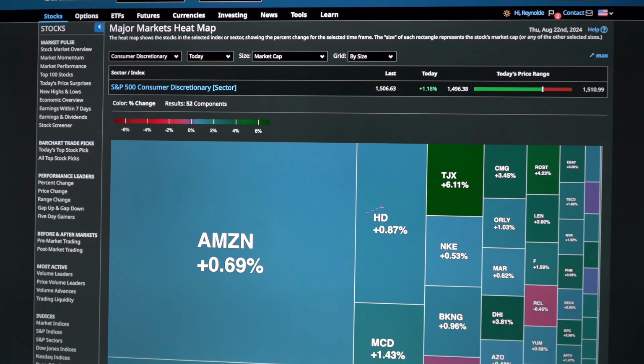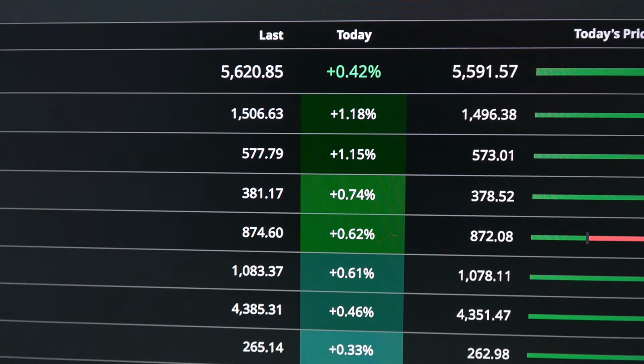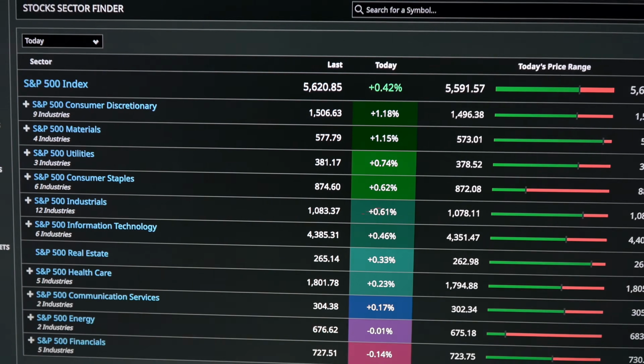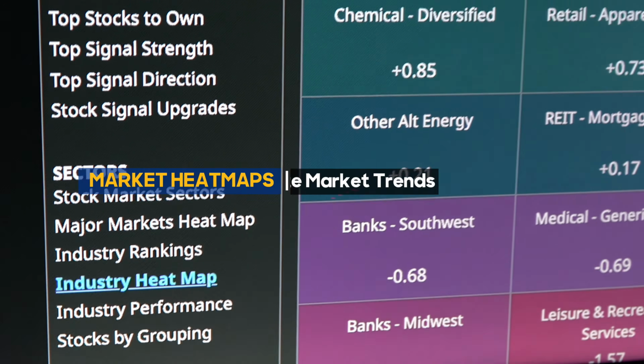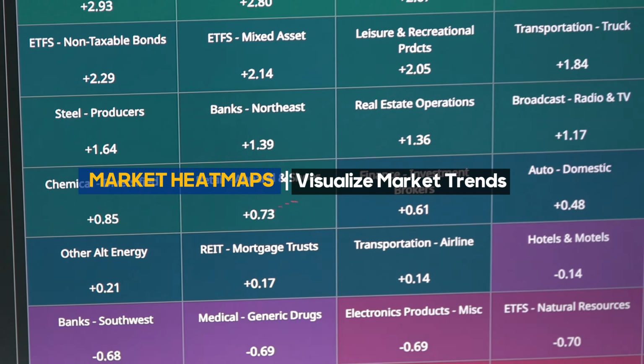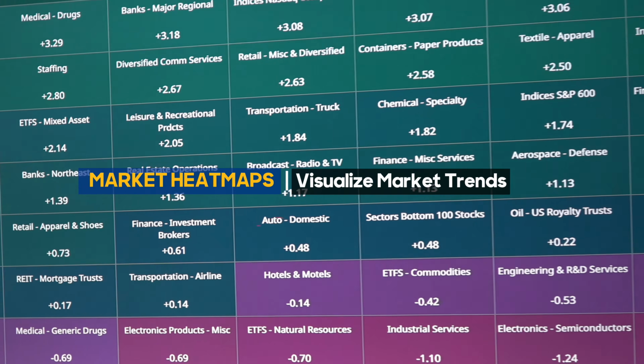Next, our market heat maps are perfect for visual traders. They provide a bird's eye view of the market, highlighting the best and worst performing sectors and stocks. Use this tool to quickly identify trends and make informed trading and investing decisions.